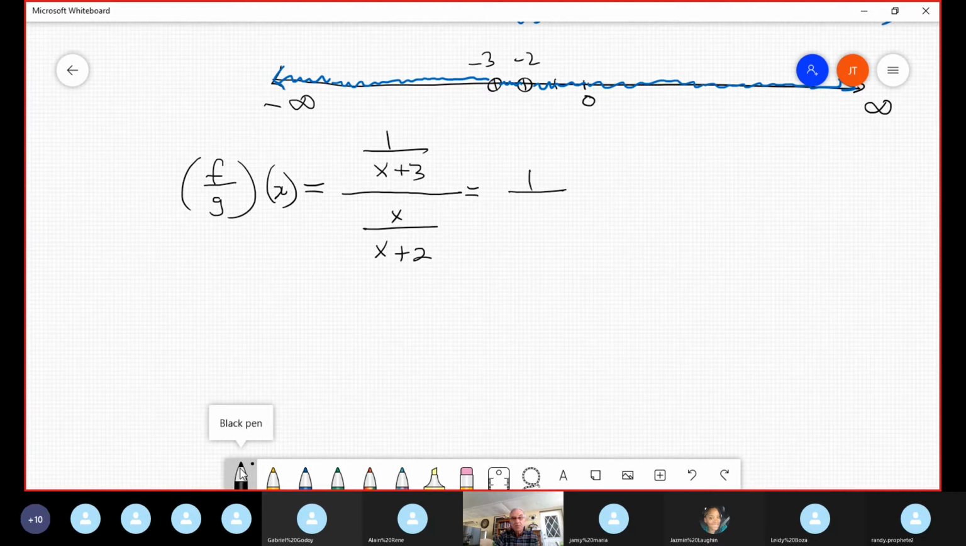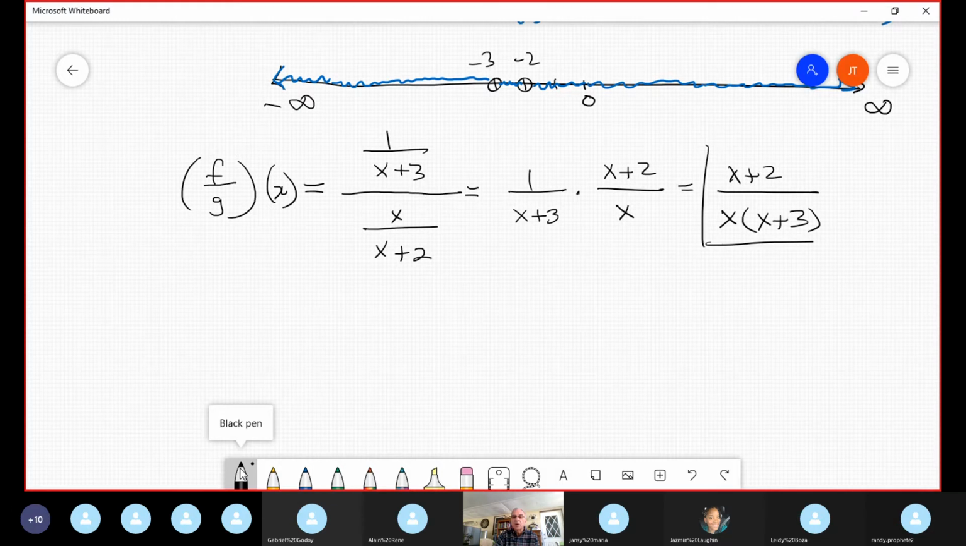So you copy the top exactly the same, flip the bottom. So my expression looks like that: x plus 2 in the top, and the bottom is x times x plus 3. Do I leave it like that? Why not?